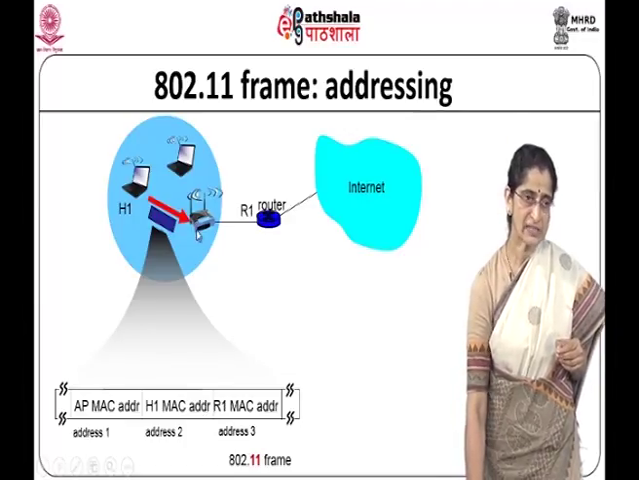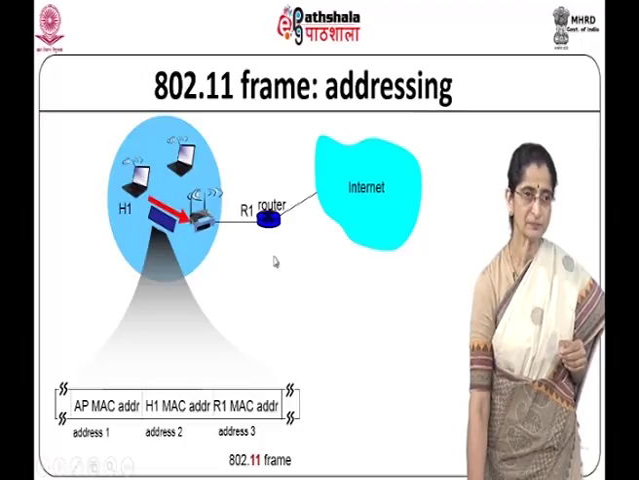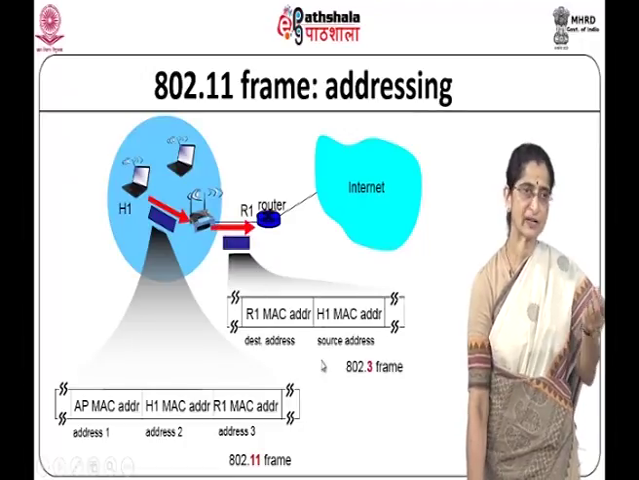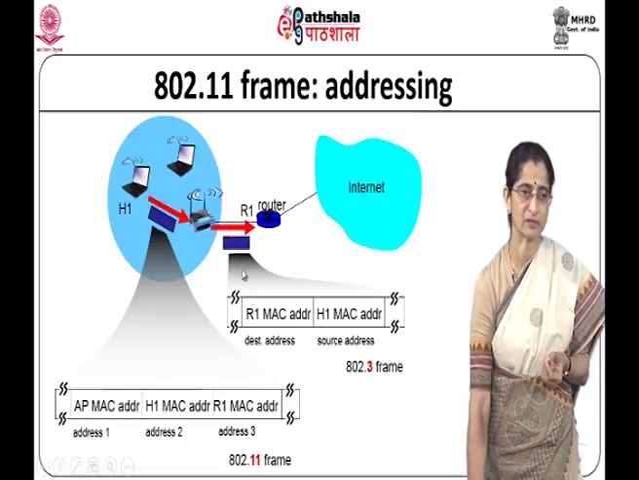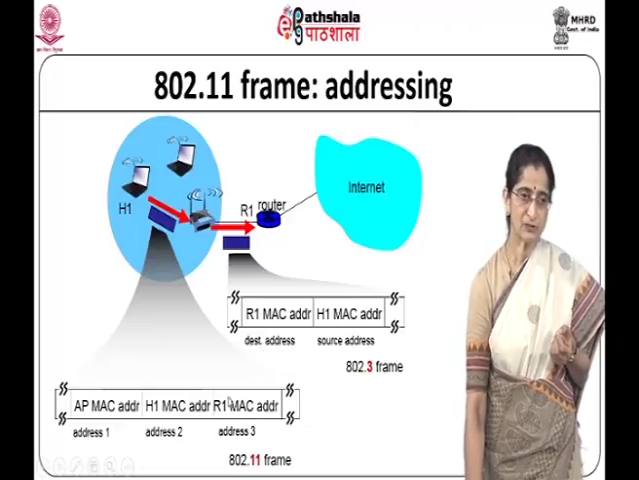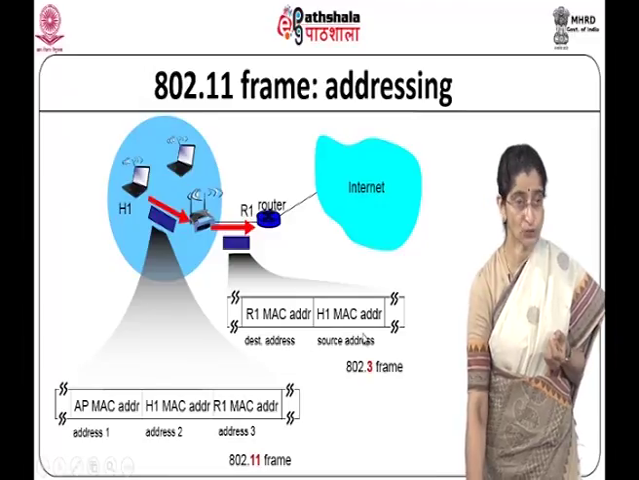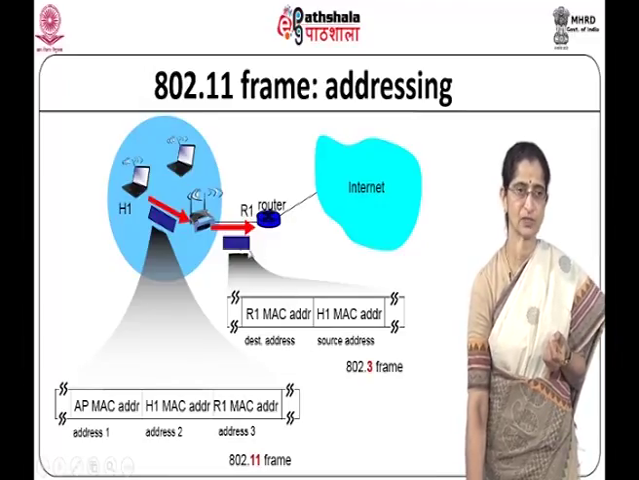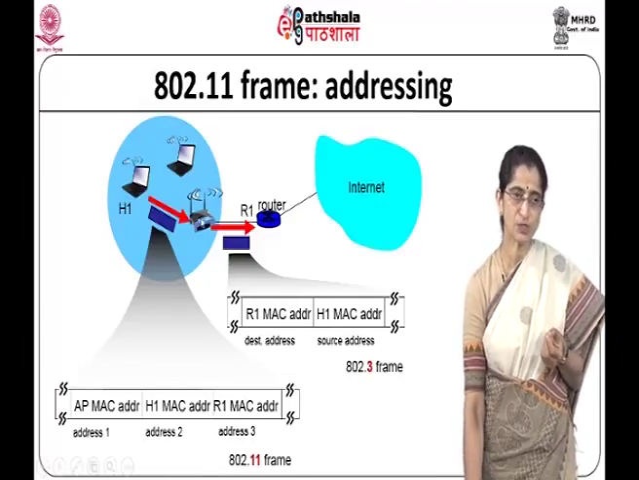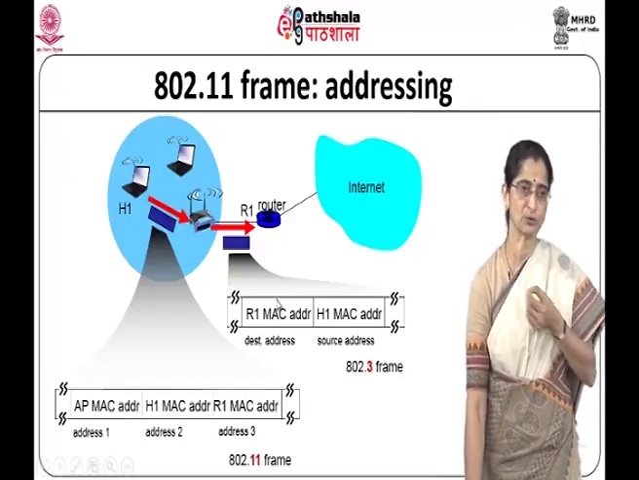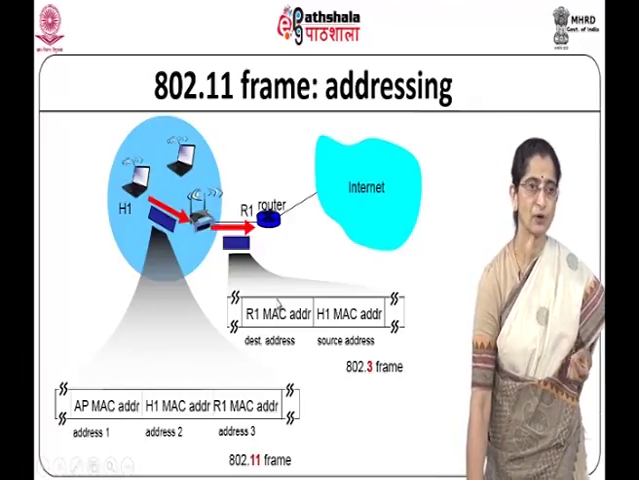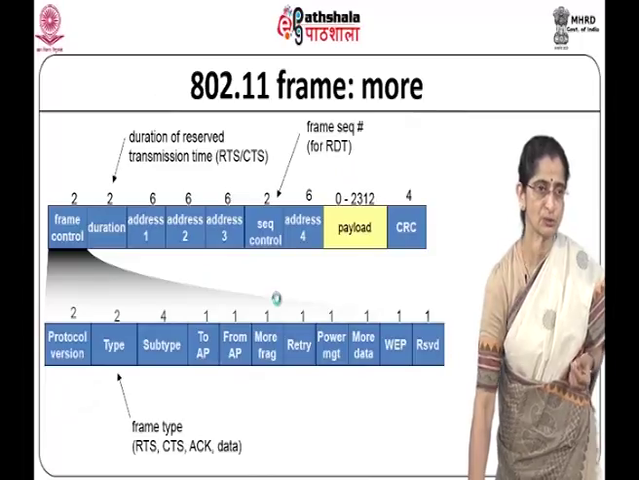Now when this access point is sending it to the router, it may be sending it as an 802.3 frame. This may be an Ethernet network, right? In which case, it will take this R1 MAC address, put it as the destination address, use this H1 MAC address as the source address and send it over here. Okay. So you can see how this information will be used by the access point to forward it to the router. Okay. This is the important aspect of the addressing mechanism that we need to remember.